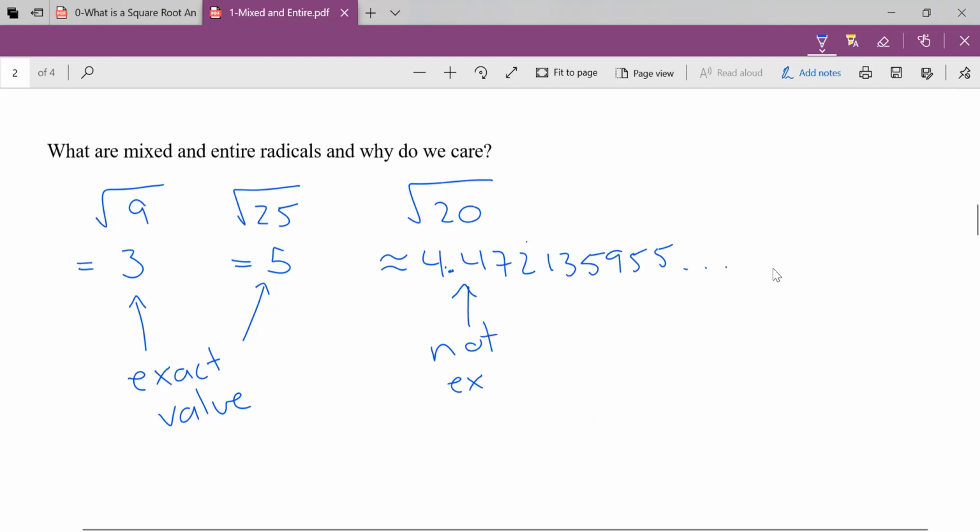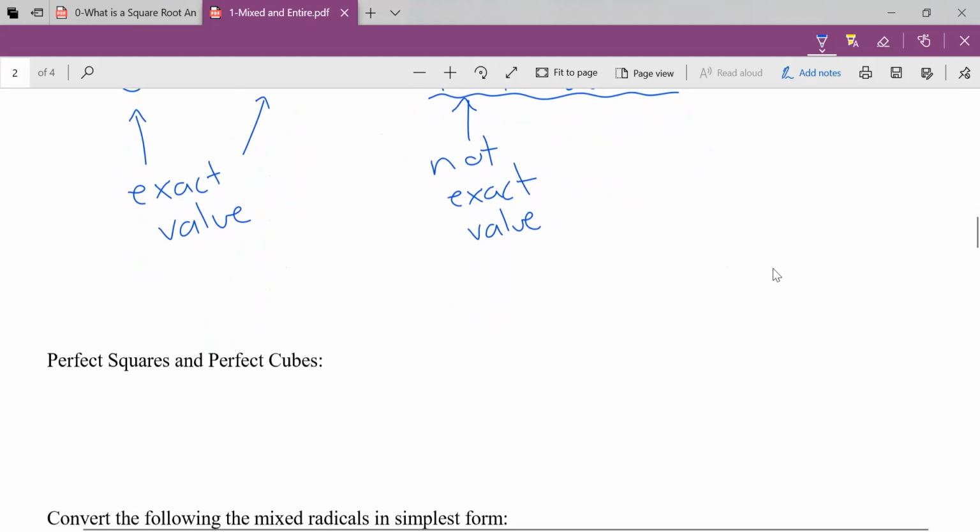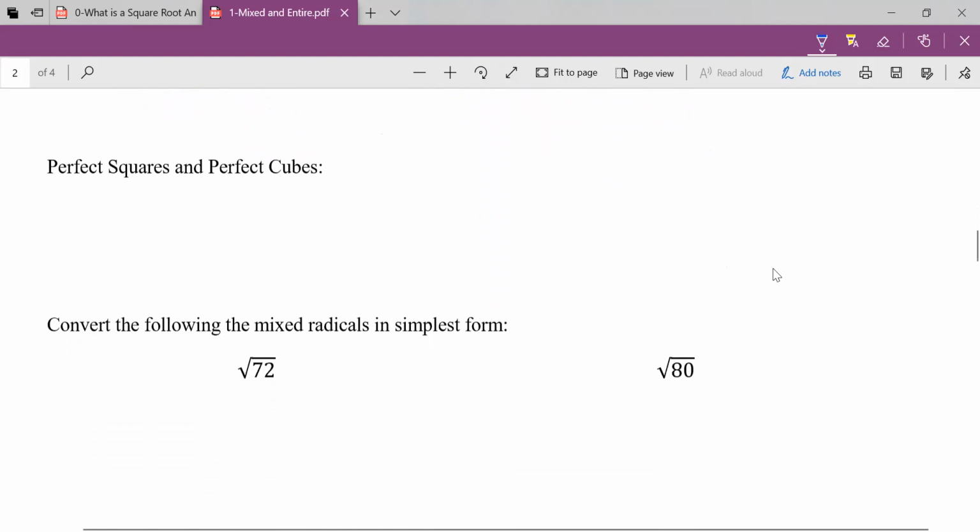And as mathematicians, we want exact values. We don't like to round or truncate. Okay, it can start causing really big problems for us later down the road. So the reason why we want to work with radicals is radicals give us exact values. So we would prefer to write an answer as the square root of 20 than to write this big long mess right there. Okay, so that's why we care. We want exact values. As mathematicians, we don't like to round, we don't like to truncate.